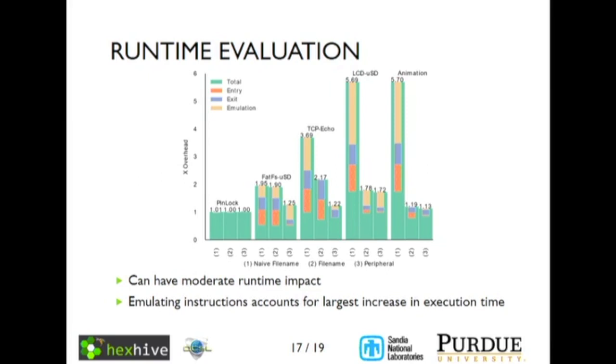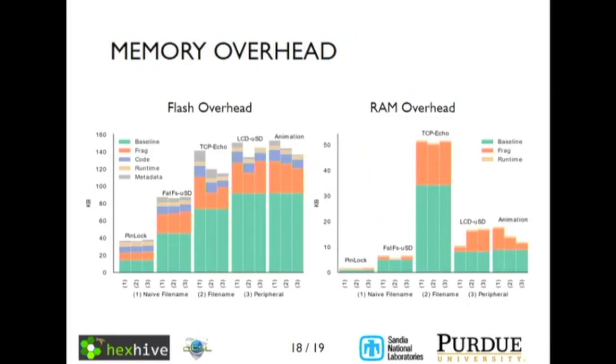And then the blue and orange are compartment entries and compartment exits, so either calling into a compartment or returning from a compartment. Memory overhead. So we add a runtime to the applications. There are two memory overheads: overhead in flash, which includes our code, and overhead in RAM, which includes some state information that we save between switching compartments. So in flash, we have the code that we add for our runtime.